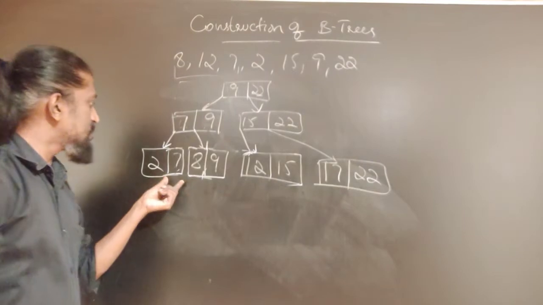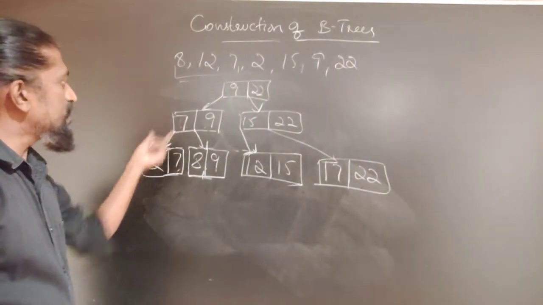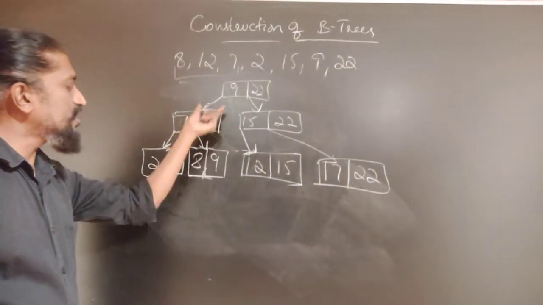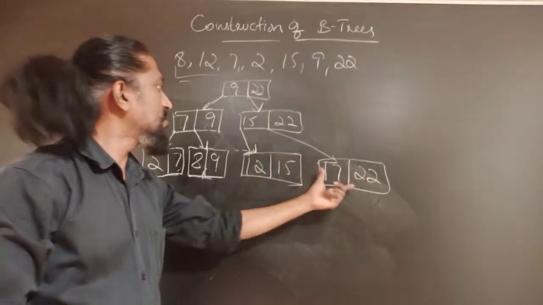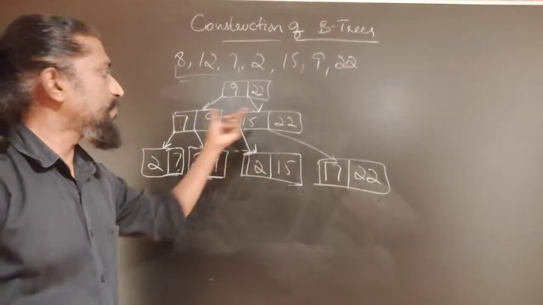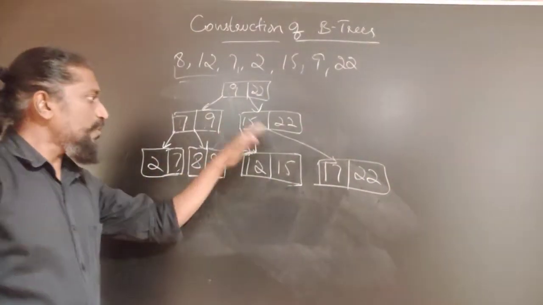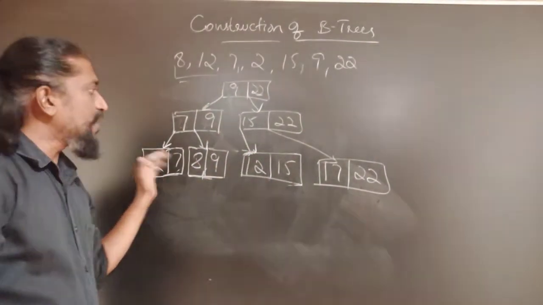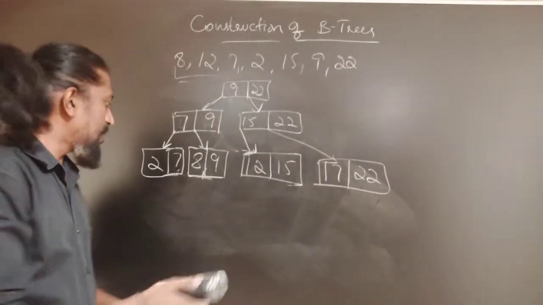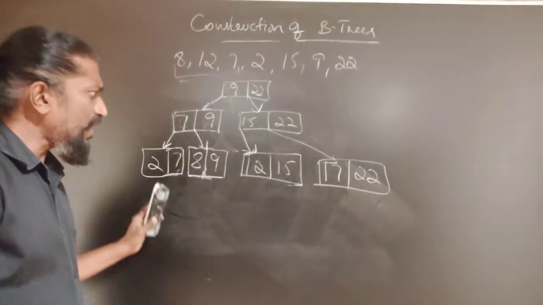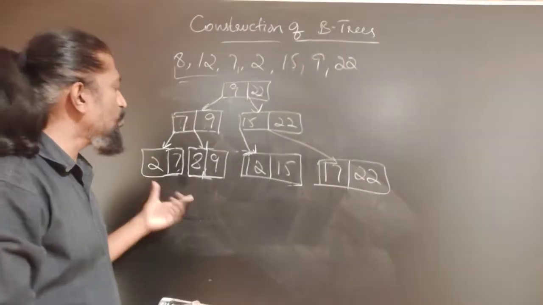But one thing we can see is 7 is appearing in two places over here, and 9 is appearing in all three levels of the B tree. Same with 22, it is appearing in all three levels of the B tree. 15 is appearing in two levels. So some of the keys of the B tree are appearing at multiple levels in the B tree.